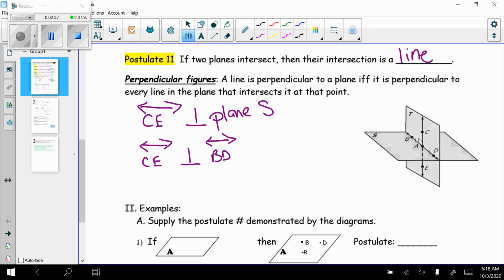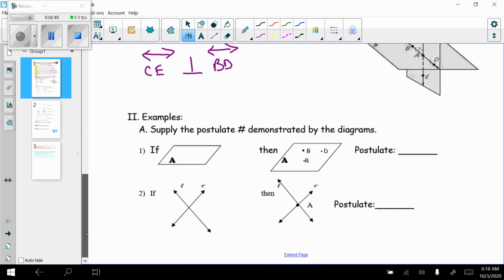All right, so let's look at some examples. Supply the postulate number demonstrated by the diagram. So what do I have here? If I have a plane, then I have 3 non-collinear points in it. So that is postulate number 9 from above. If given a plane, then the plane contains at least 3 non-collinear points. Number 2, what do I have? I have 2 lines and they are intersecting. Then those 2 lines intersect at a point. So if 2 lines intersect, then their intersection is a point. That is postulate 7 from above.